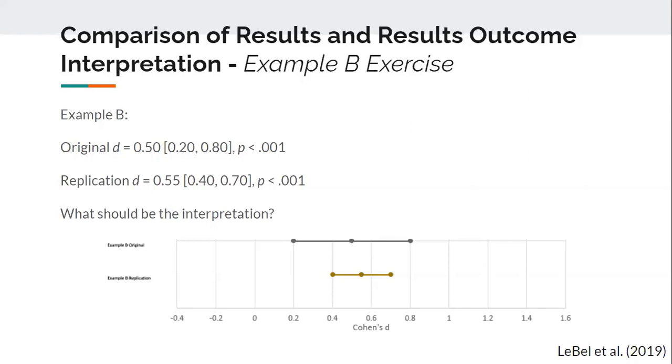So the answer is pretty simple: signal, consistent. The replication CIs, which are 0.4 to 0.7, include the original effect, which is 0.5.